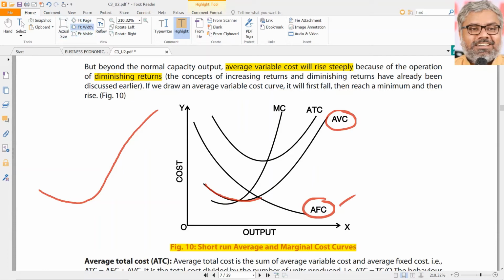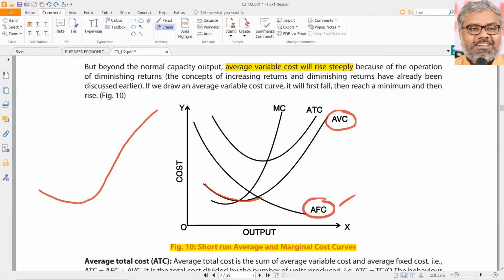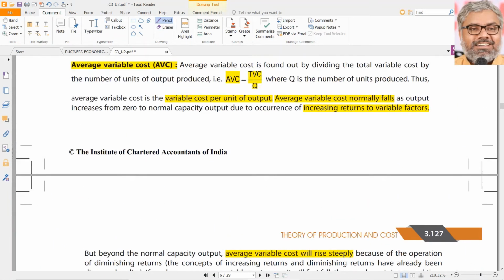So what is happening here, if you observe, initially the average variable costs will go down, and then later they will go up. That is the application of production theory in relation to the cost theory. Initially the average variable costs are going down, then they are going up. Why? Because this phase was increasing returns. That was the phase of increasing returns to variable factors.